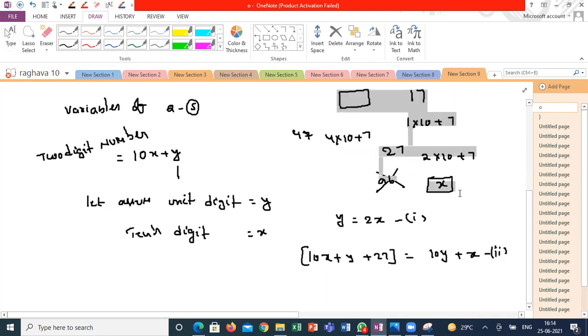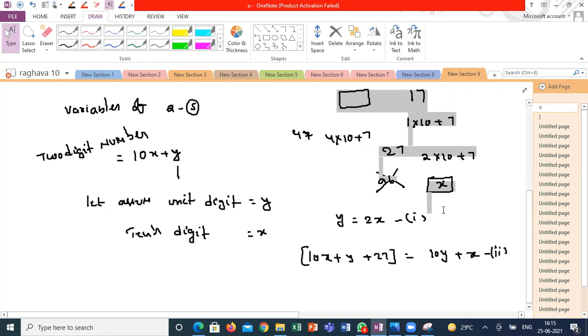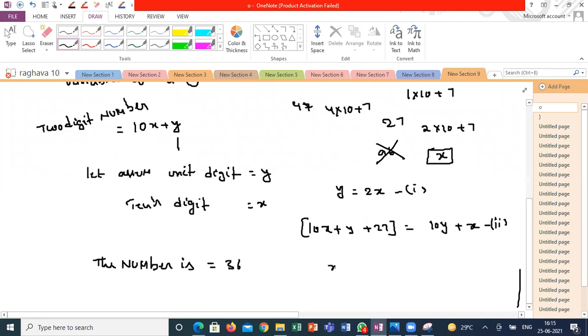No, sir, I got the same equation, sir. Sir, is the final answer x equal to minus 2 by 9 and y equal to 0? Final answer, x is equal to 3, y is equal to 6. The number is 36. Fifth question only we are talking about now. Yes, sir. The number is 36. That is x is equal to 3, y is equal to 6.